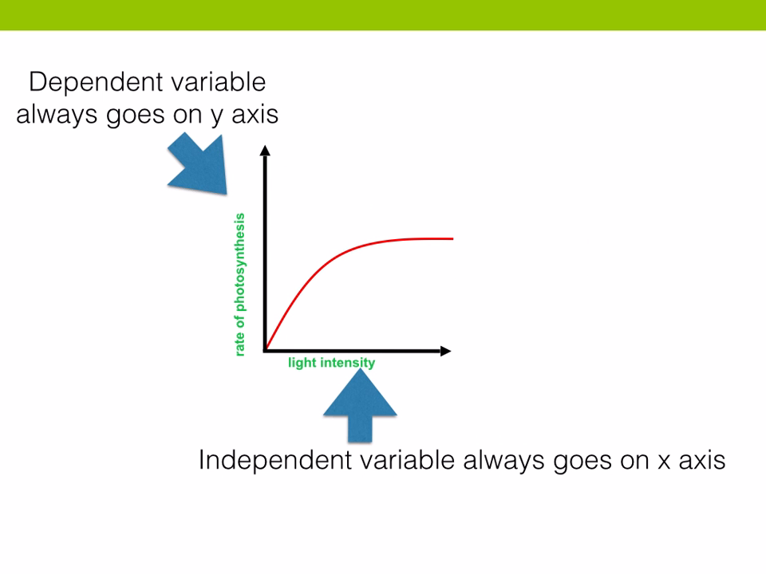Now, if you were to draw your results, remember that the independent variable always goes on the x-axis. So the one that you are controlling, the light intensity, goes on the x-axis. The one that is varying is the dependent variable, and this always goes on the y-axis. So in this case, the rate of photosynthesis goes on the y-axis.